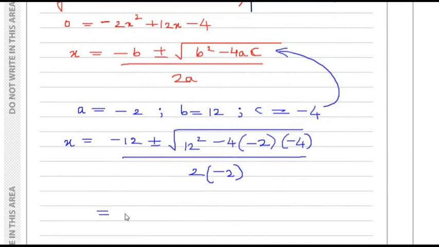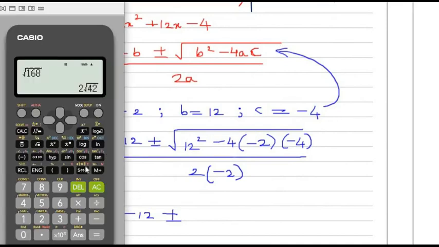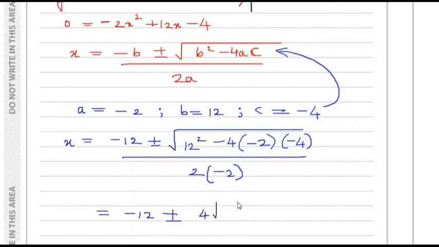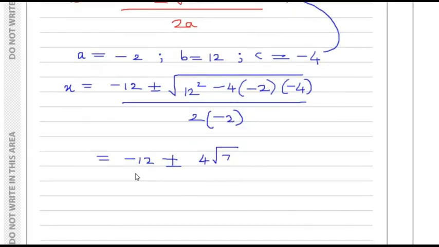So it becomes minus 12 plus minus, let us check what we get for the square root term. We have the square root of 12 square minus 4 in the bracket minus 2 times minus 4. So we get it as 4 root 7. So let us write here 4 root 7 over minus 4.